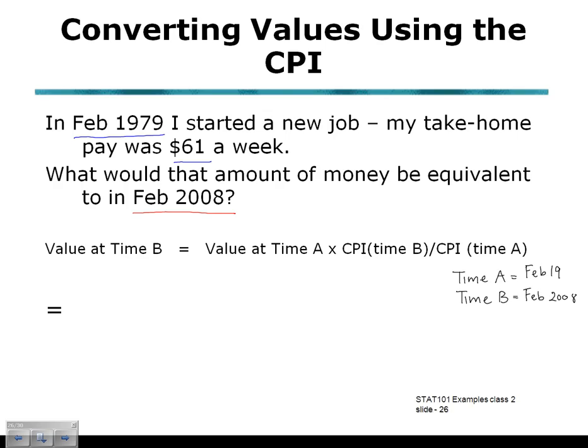That's the February 1979. So let's rewrite the formula, taking into account those time A and time B we now know. The value at time B is the value at time A, which is our $61, times the CPI for February 2008, divided by the CPI for February 1979.